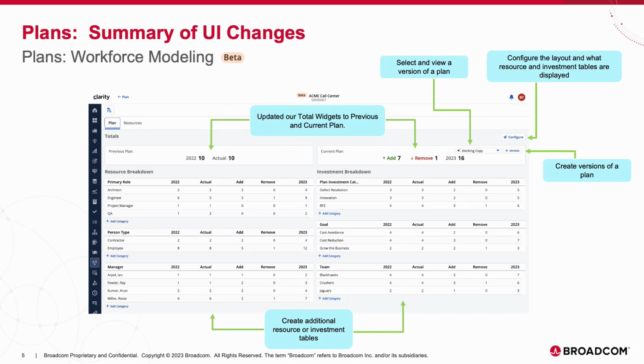So here's a slide that gives a summary of the new UI changes that we did for this release. We've updated the total widgets up top to compare the previous plan to the current plan, and also to see prior plan values and actuals. We have also added the ability of creating versions. So you're able to create versions within your plan and also restore, but also to look and select a particular version to view within your plan. We also had the ability to configure plans where you can create new resource and investment tables and reorder those within your plan.